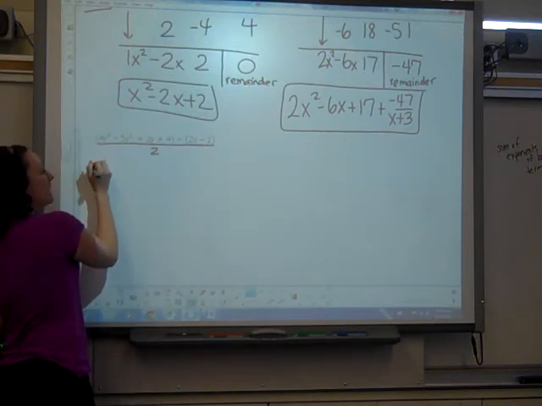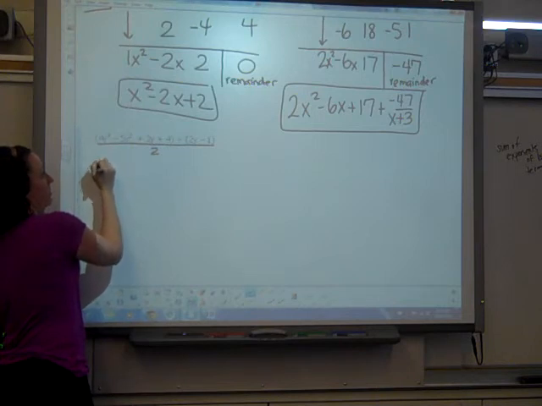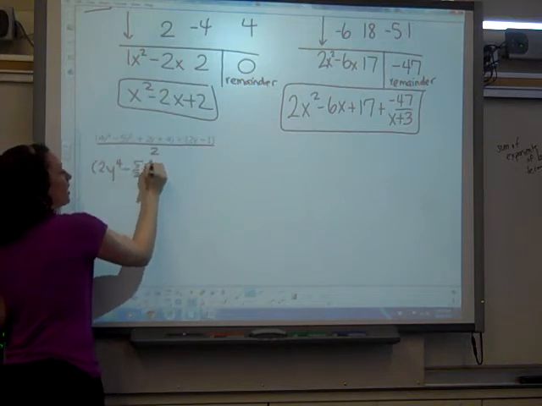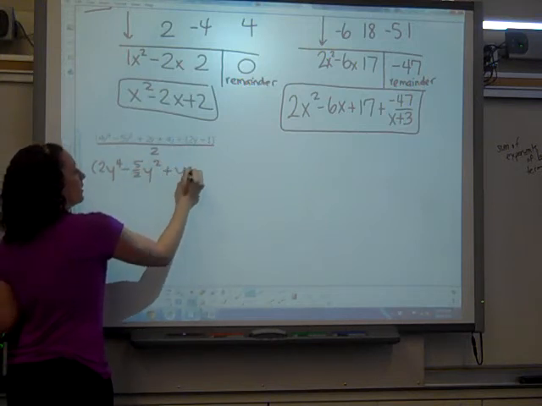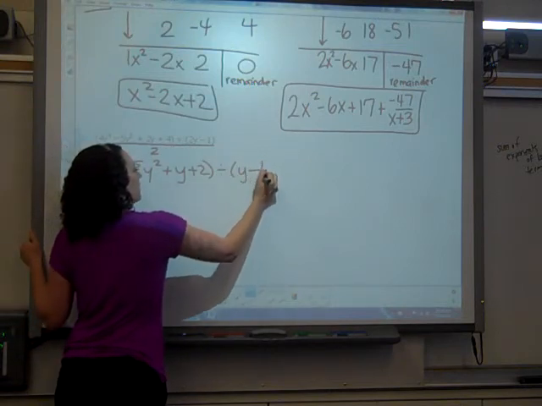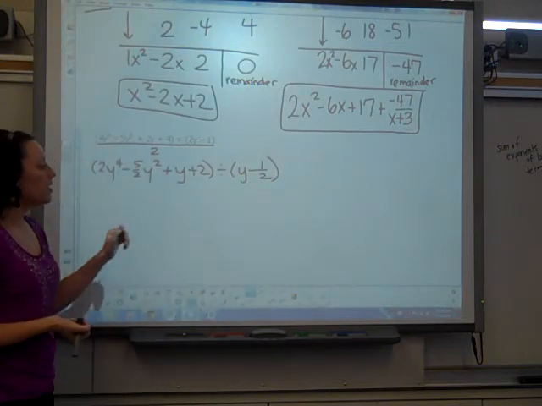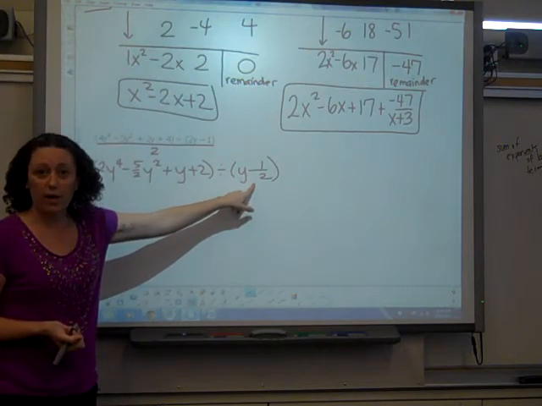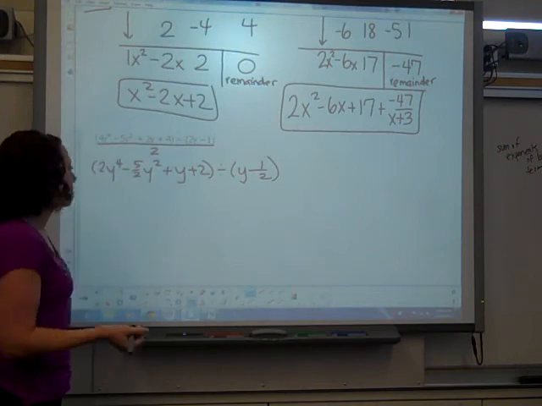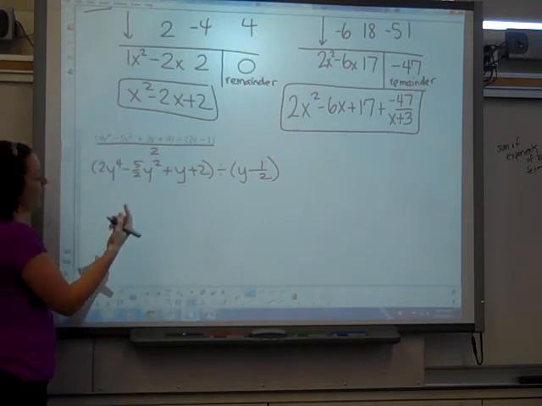So the problem I'm really going to do right here is going to be 2y to the 4th minus 5 halves y squared plus y plus 2 divided by y minus a half. So hopefully you can see from here what will go in the box now. Right? Y minus a half, if I set that equal to 0, what will go in the box? 1/2.